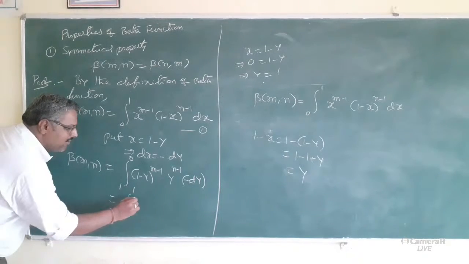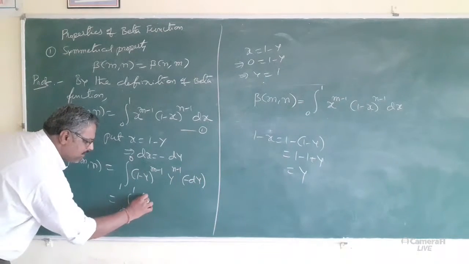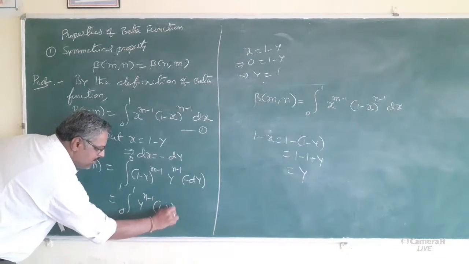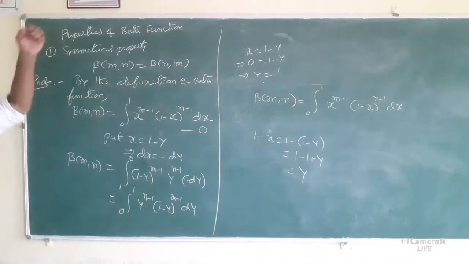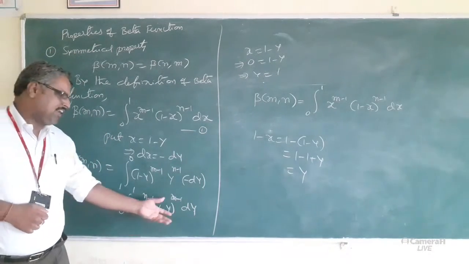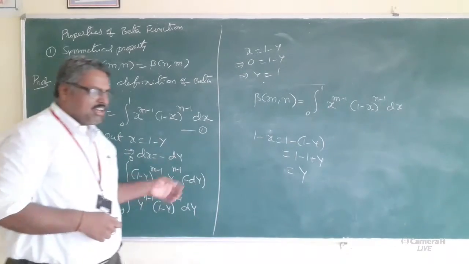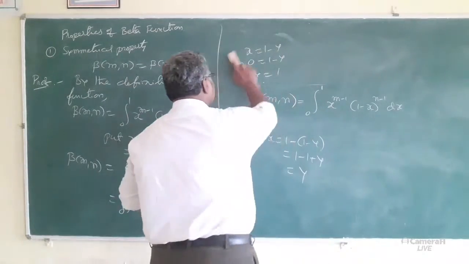Now this is a negative sign, so interchange the two limits. Integral 0 to 1, y power n minus 1 into (1 minus y) whole power n minus 1. For indefinite integrals, whether it is y or x, you will get the same function or the same expression. Then what happened?